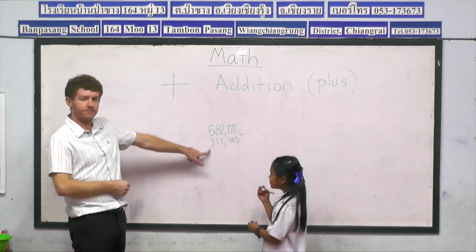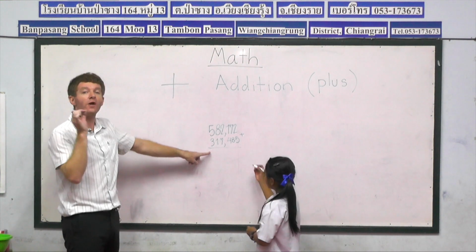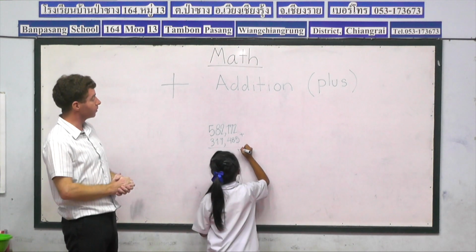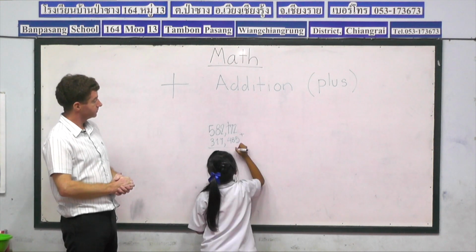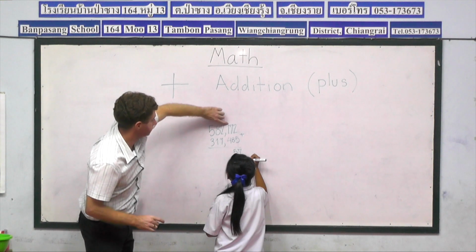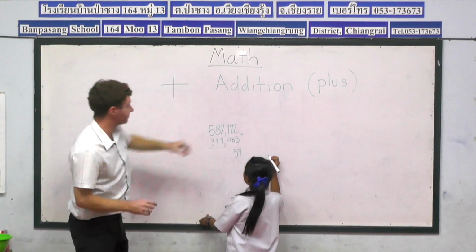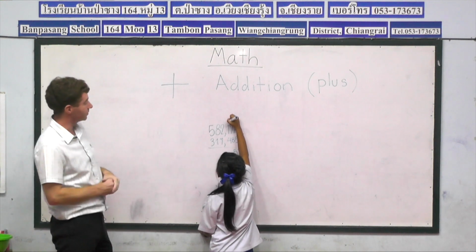Do we start here? No. Now, where do we start? With the ones, always start with the lowest. 2 plus 5? 7. Okay. And then 7 plus 8? 15. Equals 15. So now carry the 1 over.